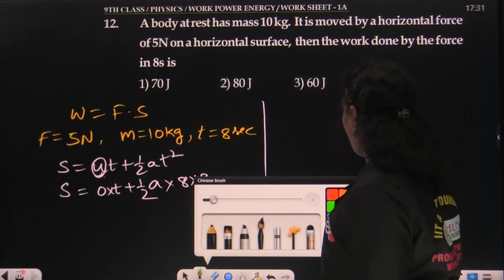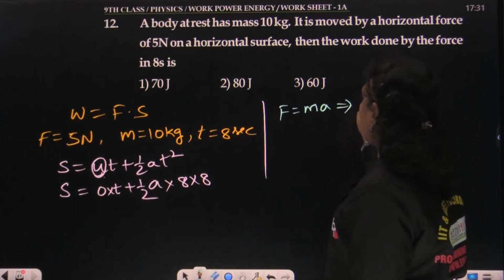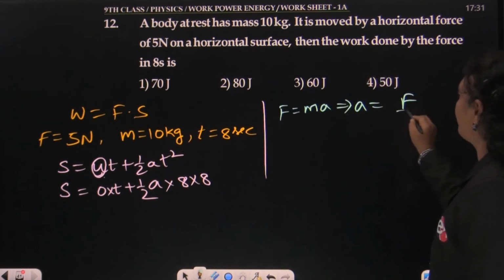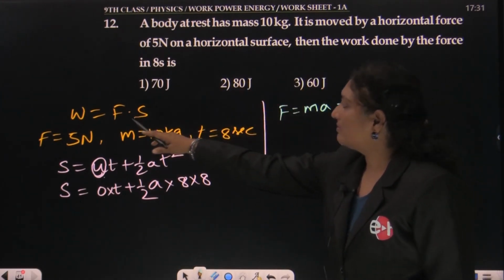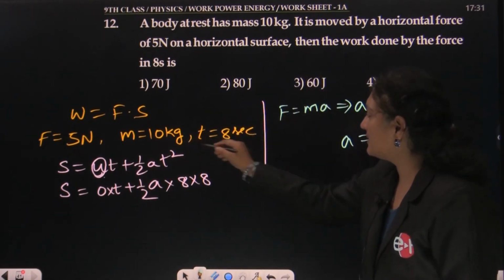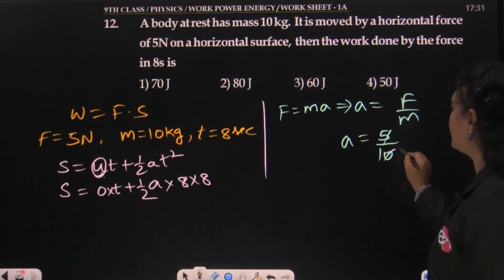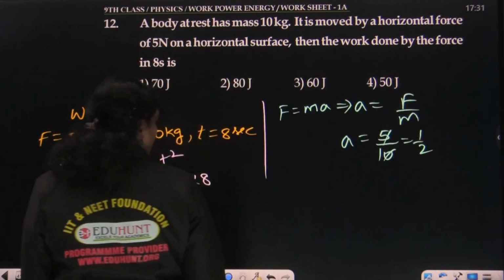We know the formula for F as ma. This implies the value of A is equal to F by m. What is the force given? The value of force is given as 5 Newton and the mass is given as 10 kg. So cancelling, we have 1 by 2. So acceleration of the body is 1 by 2.